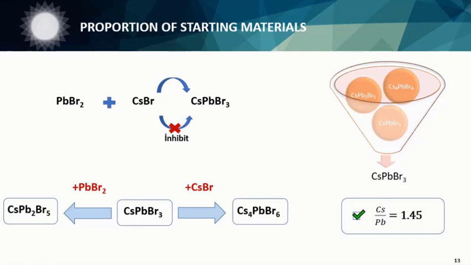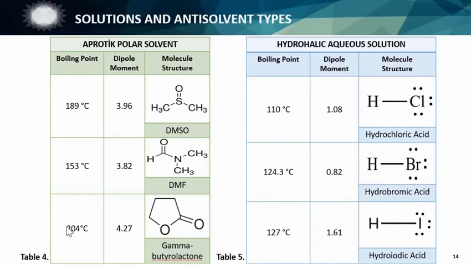This cesium lead ratio was determined as 1.45 so that the resulting product could only be cesium lead bromide. Thus, rich in cesium bromide or rich in lead bromide phases were avoided. Another parameter we need to check is the solvent type. Here I will talk about commonly used solvents.